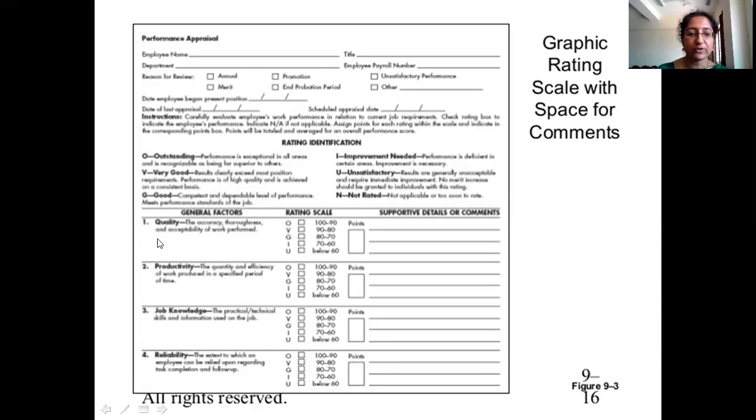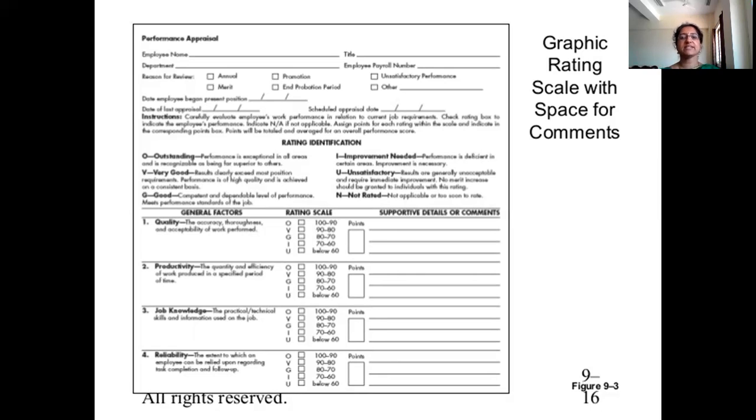So how do you define quality? It is the accuracy, thoroughness and acceptability of work performed. So here it's very clear what you have to look out for in the employee. When I'm speaking about productivity, it is the quantity and the efficiency of work produced in a specified period of time. How many products is the employee able to produce within a certain time frame? An employee who's able to come up with 50 units of a product within 1 week is better than an employee who's able to come up with only 20 units of a product within 1 week. So this is a very quantitative way in which you can evaluate an employee.